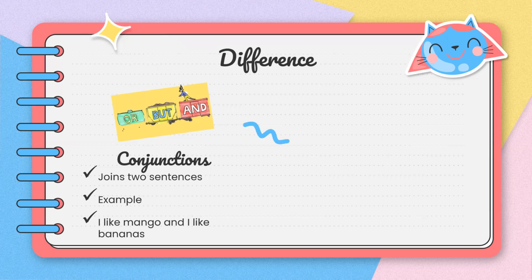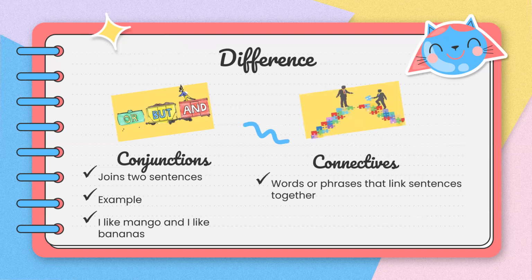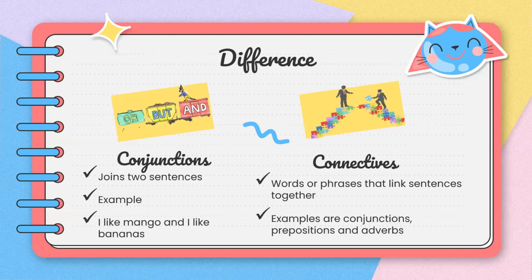So now let us look at connectives. Connectives are words or phrases that link sentences together. Now here also we find that connectives are the same as conjunctions. So what is the difference? There is no difference. Connective is a broader term which includes conjunctions as well. Examples of connectives are conjunctions, prepositions, and adverbs. So within connectives we have conjunctions. So today I'll be dealing with conjunction as connective.